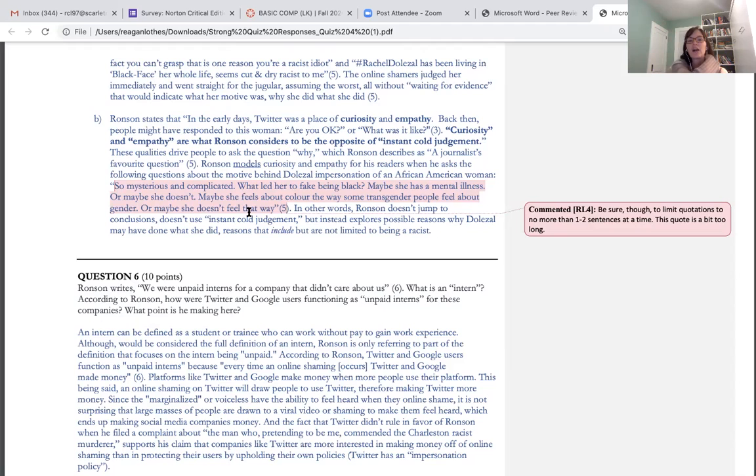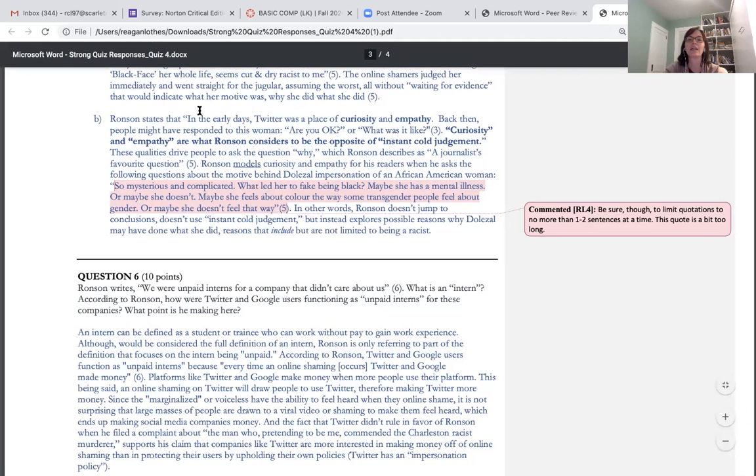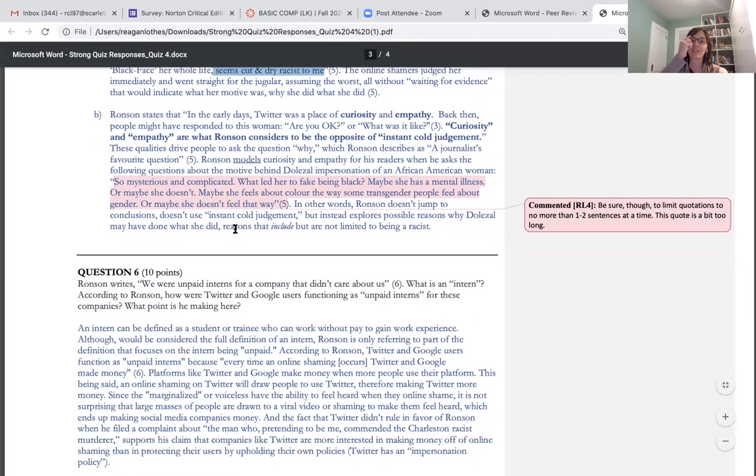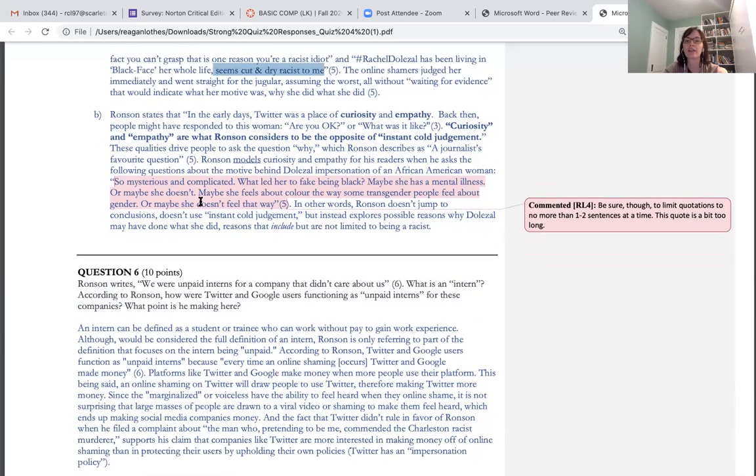So mysterious and complicated. In other words, he's not oversimplifying what happened, right? He's not instantly coming to this conclusion that, right, it seems cut and dry racist. Okay, so for him, it's mysterious and complicated. So what led her to fake being Black? Maybe she has a mental illness, or maybe she doesn't. Maybe she feels about color the way some transgender people feel about gender, or maybe she doesn't feel that way.